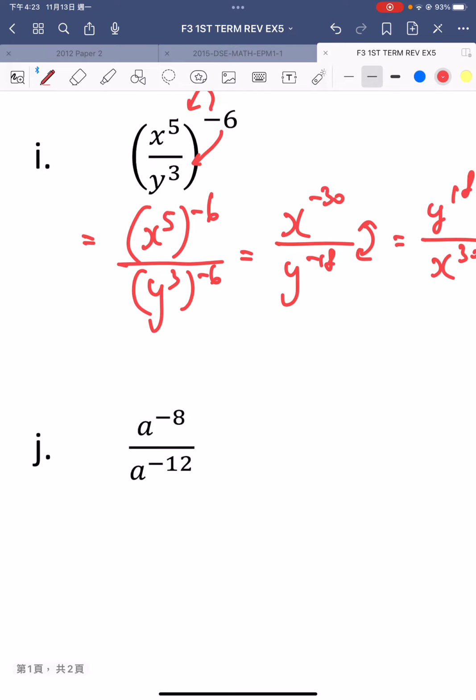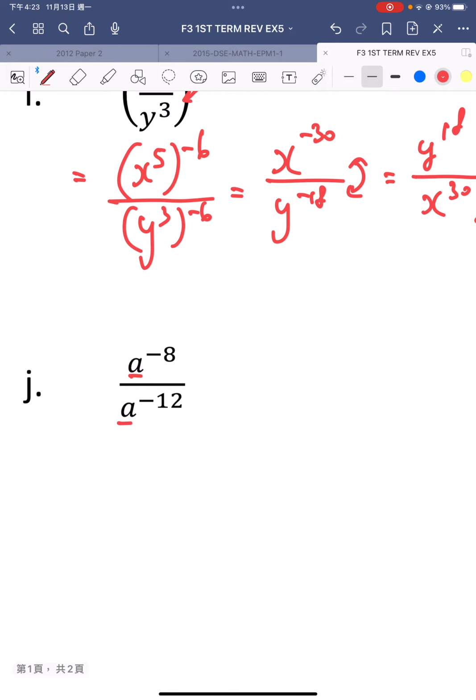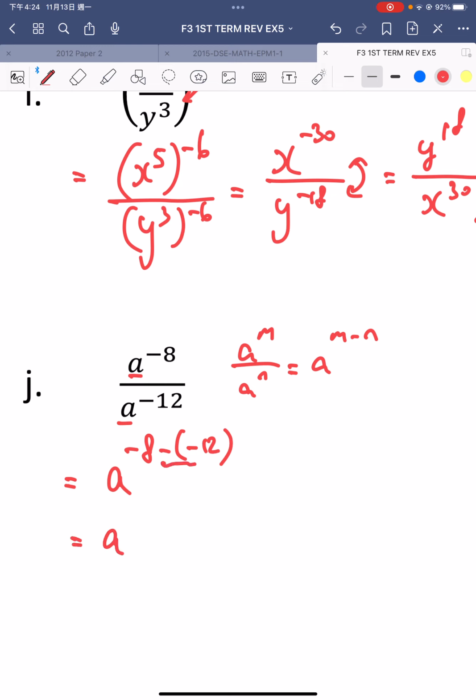Alright, so for this one, there's the same base, there's two methods to do it. First of all, you can use a to the power of m divided by a to the power of n is equal to a to the power of m minus n. So this is equal to a to the power of -8 minus the -12. So remember there's two negatives together, so you can change it to a to the power of -8 plus 12. Then this is equal to a to the power of 4.